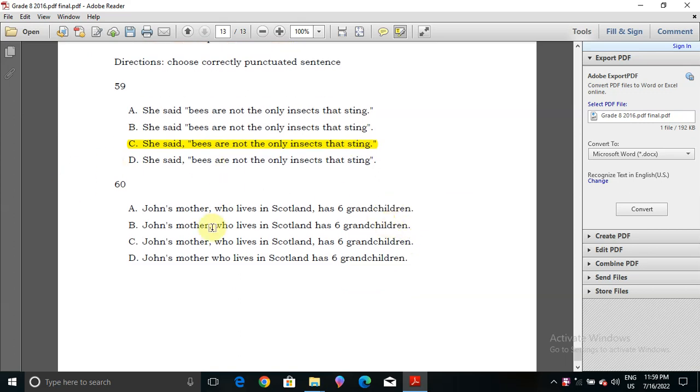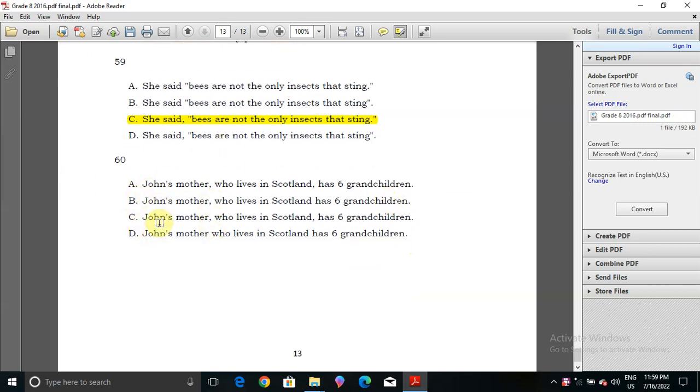Now question number 60, here we have 4 choices, the same sentence. John's mother, who lives in Scotland, has 6 grandchildren. So number 60, choice A, is correctly punctuated and capitalized. If you can see here, John's mother. John's, J is a capital letter because it's a noun, and the apostrophe with s means the mother of John. So John's mother, who lives in Scotland, then comma, has 6 grandchildren, then full stop. So the correct punctuation and capitalization for question number 60 will be choice A.